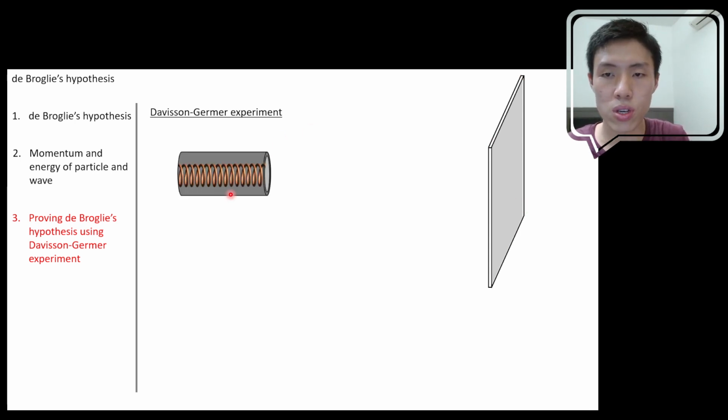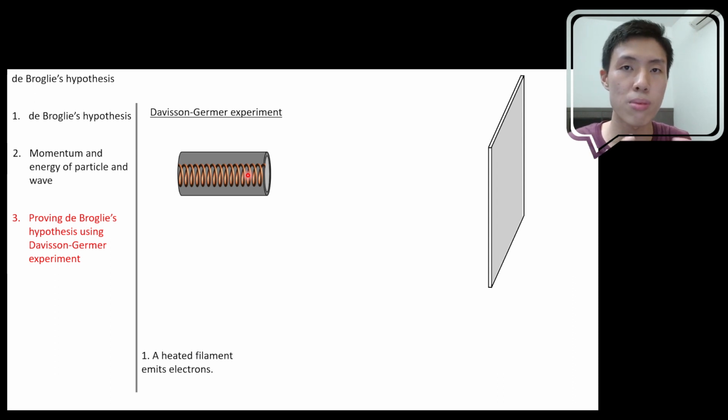Okay, so what you're going to have here is a thick filament, and you're going to heat up this filament. When you heat up this filament, it will undergo thermionic emission. Thermionic emission says that if you heat up something, especially metal, it will emit electrons. So electrons are going to escape from this tube, from this opening over here, due to thermionic emission.